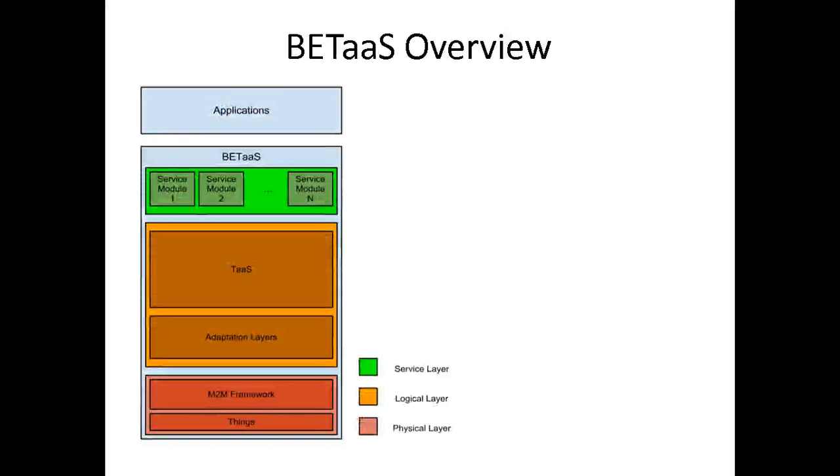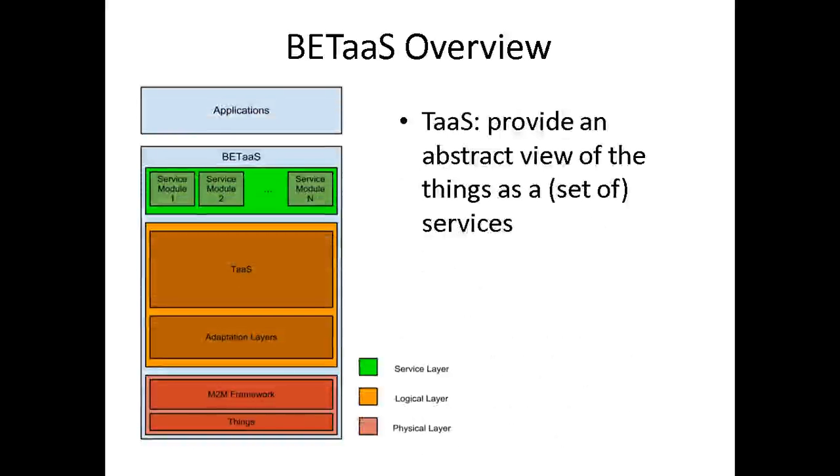So, generally speaking, this is the BETaaS platform architecture. With red, we have the physical layer with the actual devices and their API protocols for communication, which connect to the adaptation layer or the adaptation layers of BETaaS that give to the heart of BETaaS, the TaaS, what it needs in order to provide an abstract view of the things as a service. So BETaaS at the end produces several service modules upon which the applications can take any data they need and provide any data they like to the actual things.